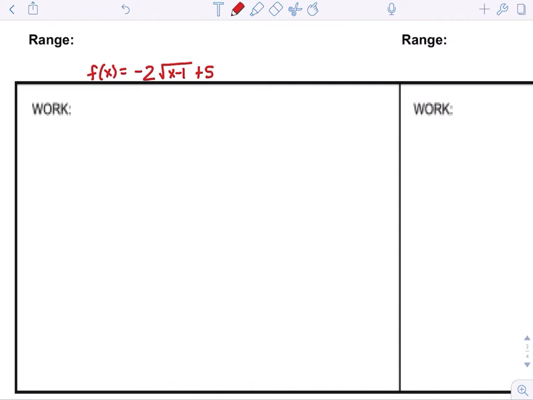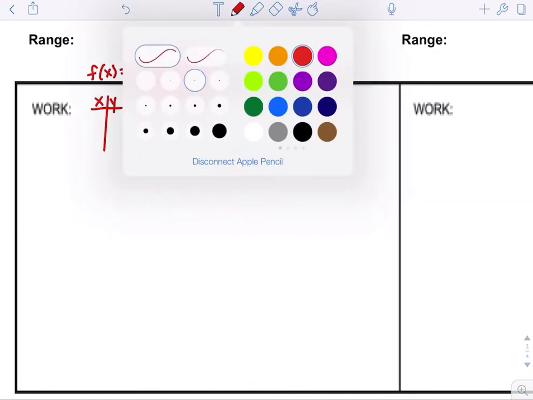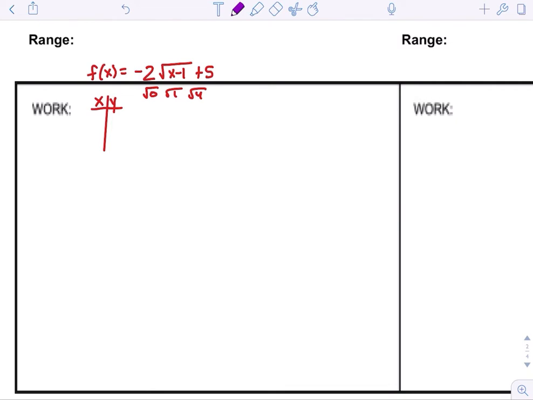Alright, so first I'm just going to make a table. Recall, I try to get us to use square roots of 0, square roots of 1, and square roots of 4, just to give us some starting points. So what would you plug in for x to get a square root of 0? Well, I would plug in x to be 1. So if you substitute 1 in for x, you would get something like this.